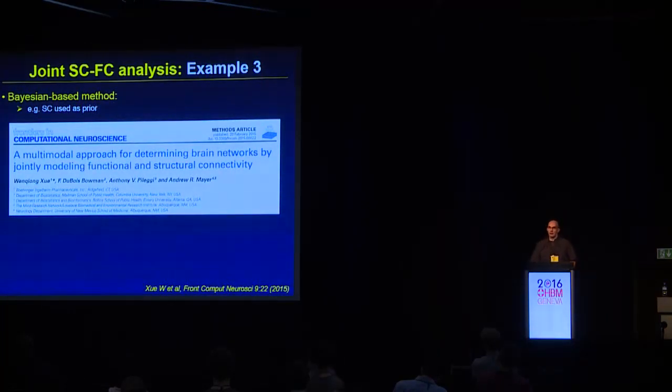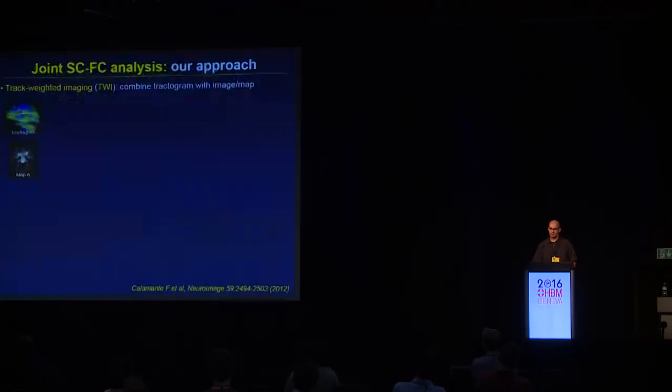Another way that various people have been doing is putting this into a Bayesian framework and, for example, using the structural connectivity as a prior for the functional connectivity calculation. And, for example, here is a recent study in Frontiers in Computational Neuroscience.